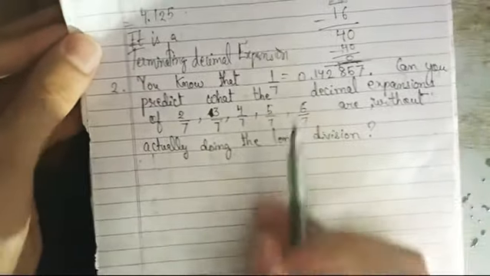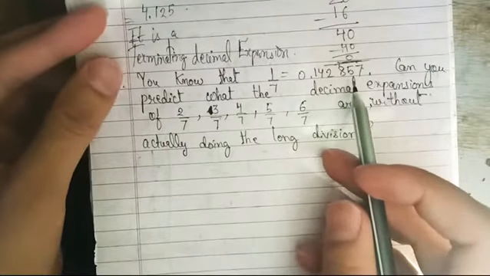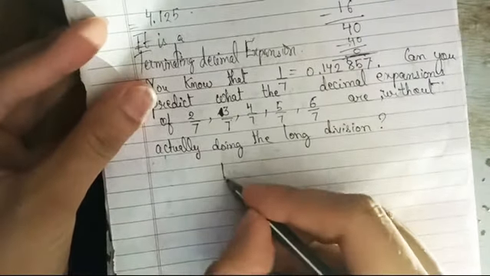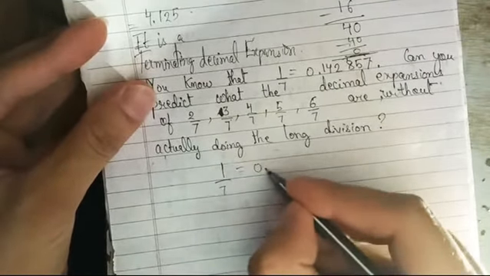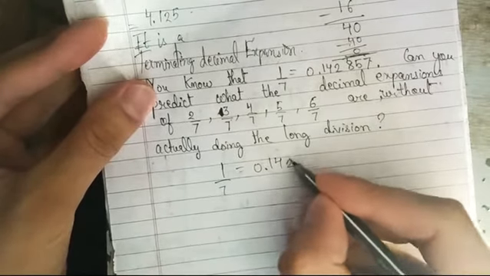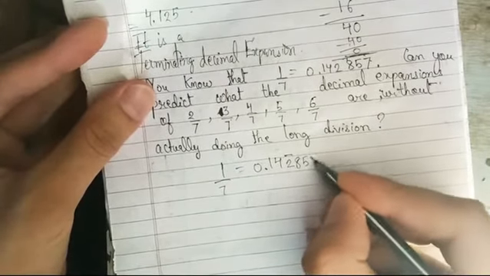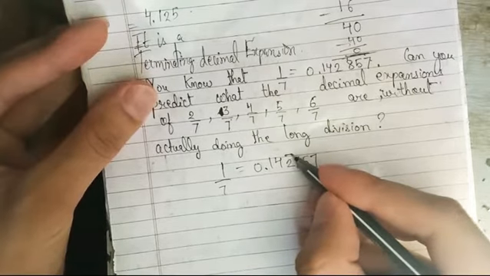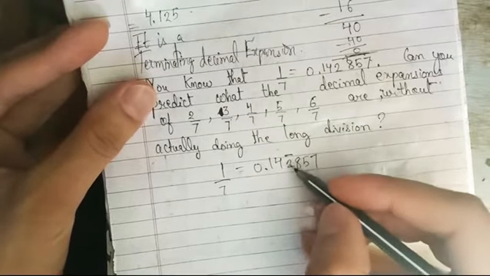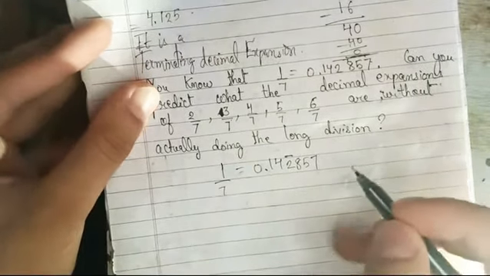Now the next question, number 2. You know that 1 upon 7 is equal to 0.142 bar 857. That means the value of 1 upon 7 is given as 0.142857 with a bar. Why is the bar there? Because the block 142857 is repeating over here.